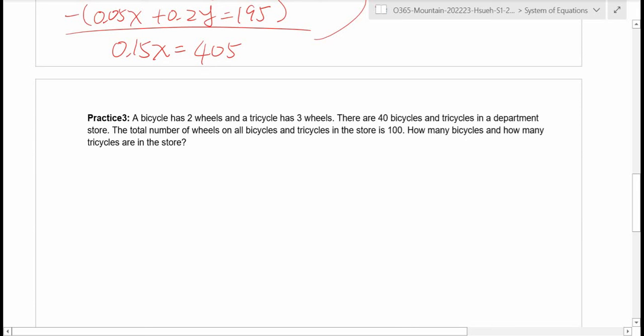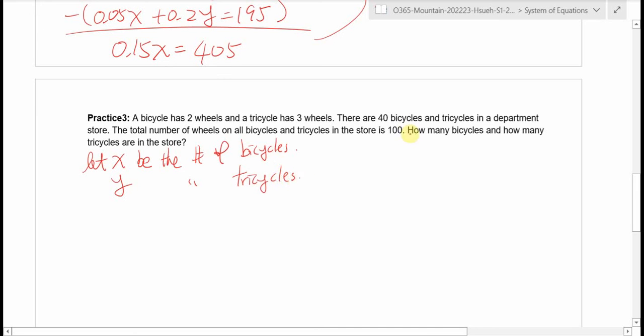Okay, so here it says a bicycle has 2 wheels and a tricycle has 3 wheels. There are 40 bicycles and tricycles in a department store. So in total, there are 40 of them. The total number of wheels on all bicycles and tricycles in the store is 100. How many bicycles and how many tricycles are there in the store? So I'm going to say let X be the number of bicycles, and therefore Y will be the number of tricycles.